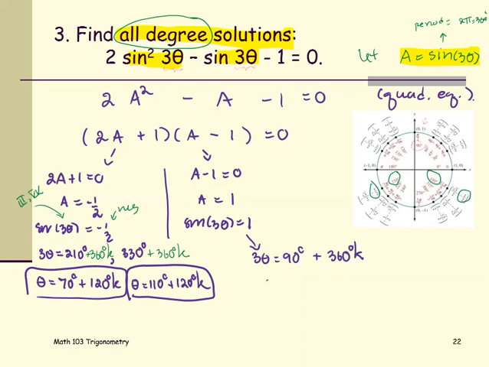This is the period of the sine function. So theta equals 90 divided by 3, that becomes 30 degrees, plus the period divided by 3, which is 120 degrees times k. Now we have 3 sets of solutions for this problem.